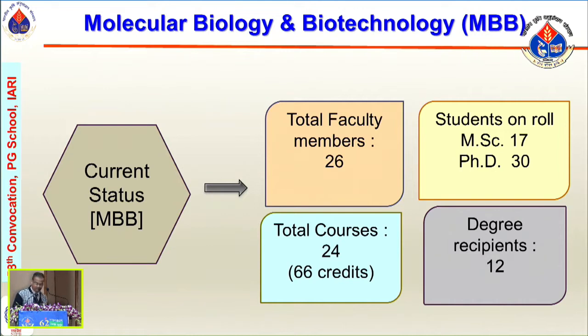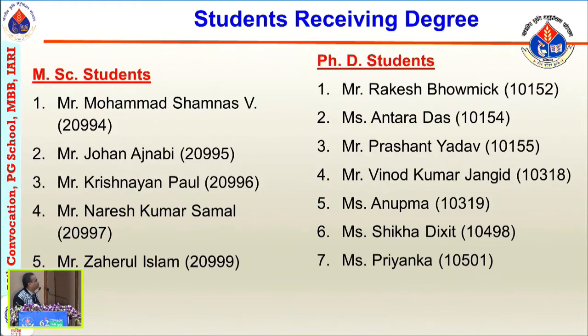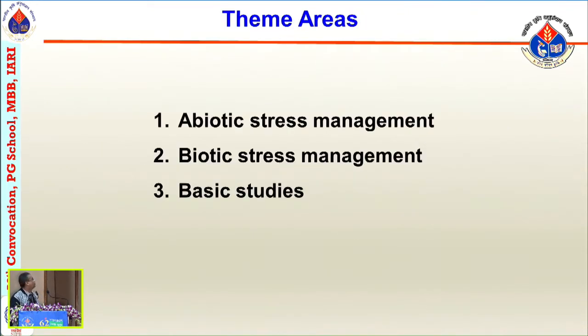This year there are 12 degree recipients, 7 for PhD and 5 for MSc. Research work of these degree recipients could be divided into 3 broad areas: abiotic stress management, biotic stress management, and basic studies.